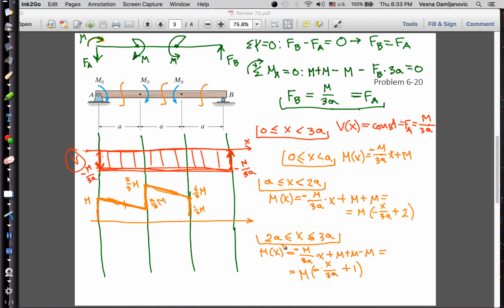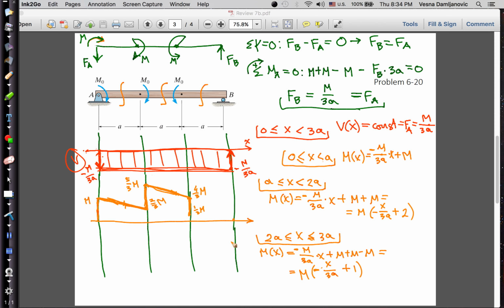And let's calculate if that's indeed the case. That should be the value at the beginning of the last span, which is this value, 2a, and you plug it in here, so it's 2a by 3a, so it's minus 2/3 plus 1, and sure enough, it is plus 1/3. And when you finally look at the last bit of this last span, which is 3a, you substitute it here, minus 3a over 3a is minus 1, plus 1 is 0. So sure enough, it does come to 0.